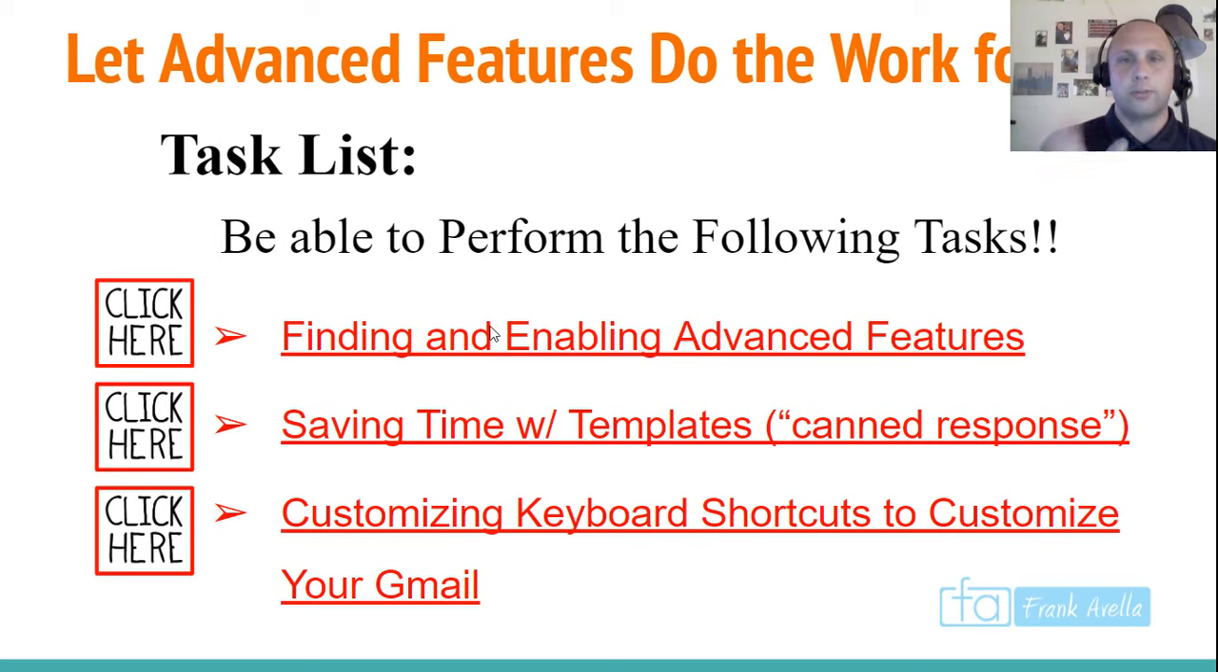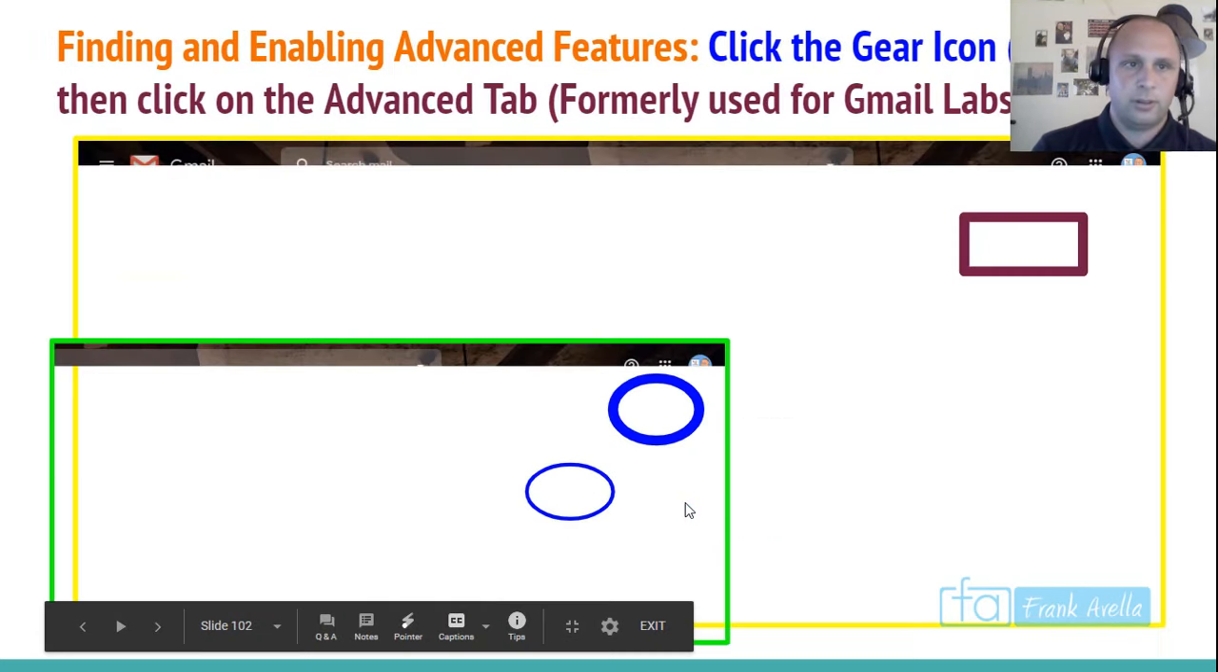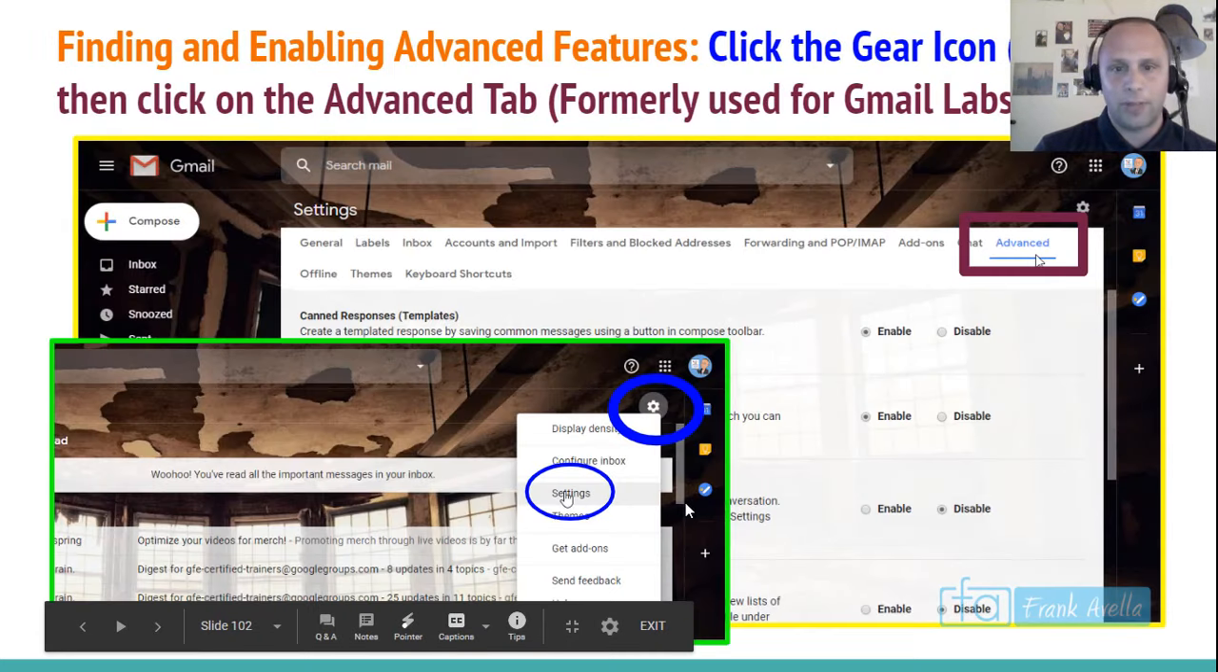All right, so be able to perform the following tasks. Finding and enabling advanced features, that's what we said is the important one. Save time with the template, I have that here, and customizing keyboard shortcuts to customize your Gmail. So the advanced features, right? We said, finding and enabling.